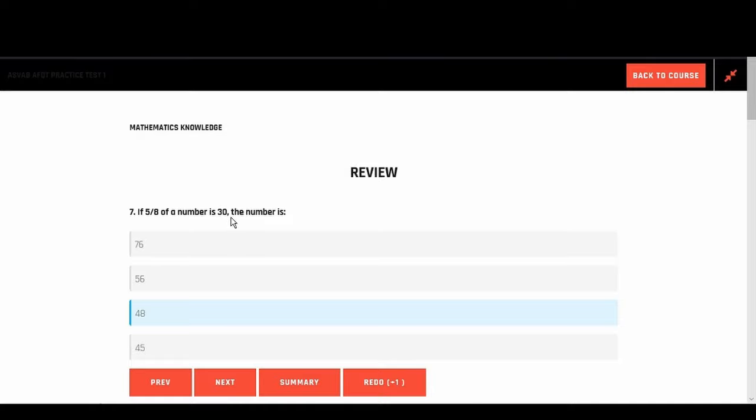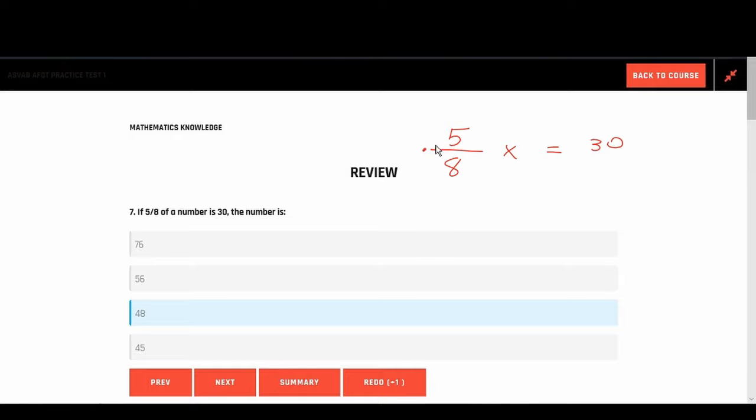Number 7 says if 5/8 of a number is 30, the number is. So again, as we did with number 1, I'm going to try to write this out mathematically and solve it accordingly. 5/8 of some number x equals 30. Again, 5/8 of a number, which I'm going to represent as x, equals 30. So let's go ahead and solve this.